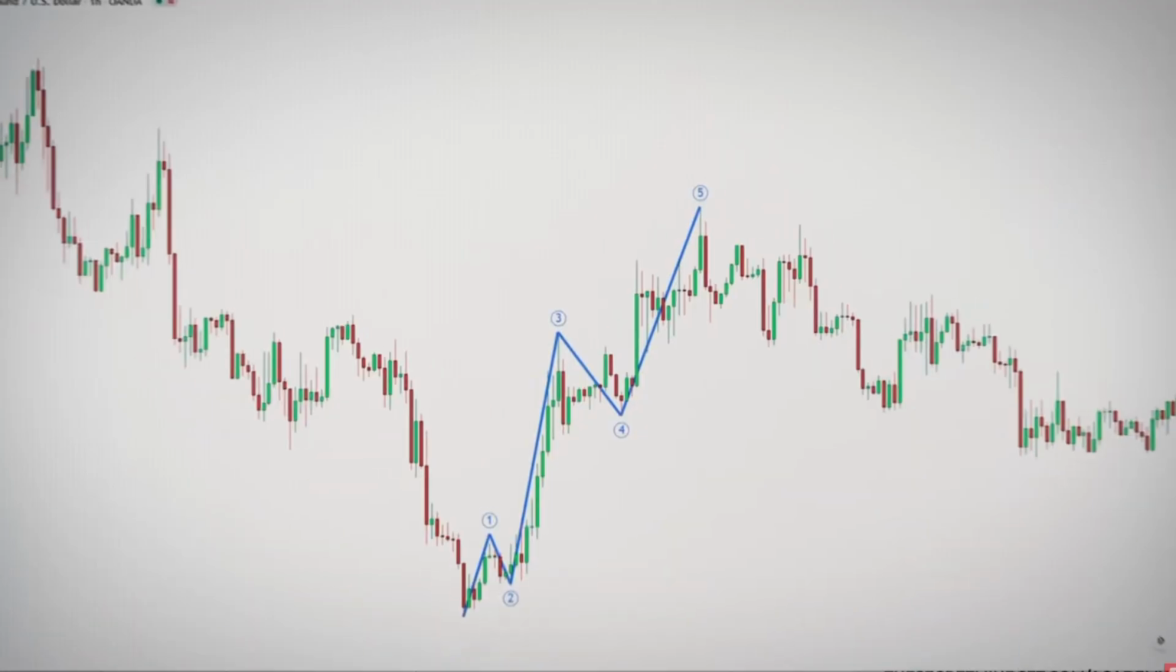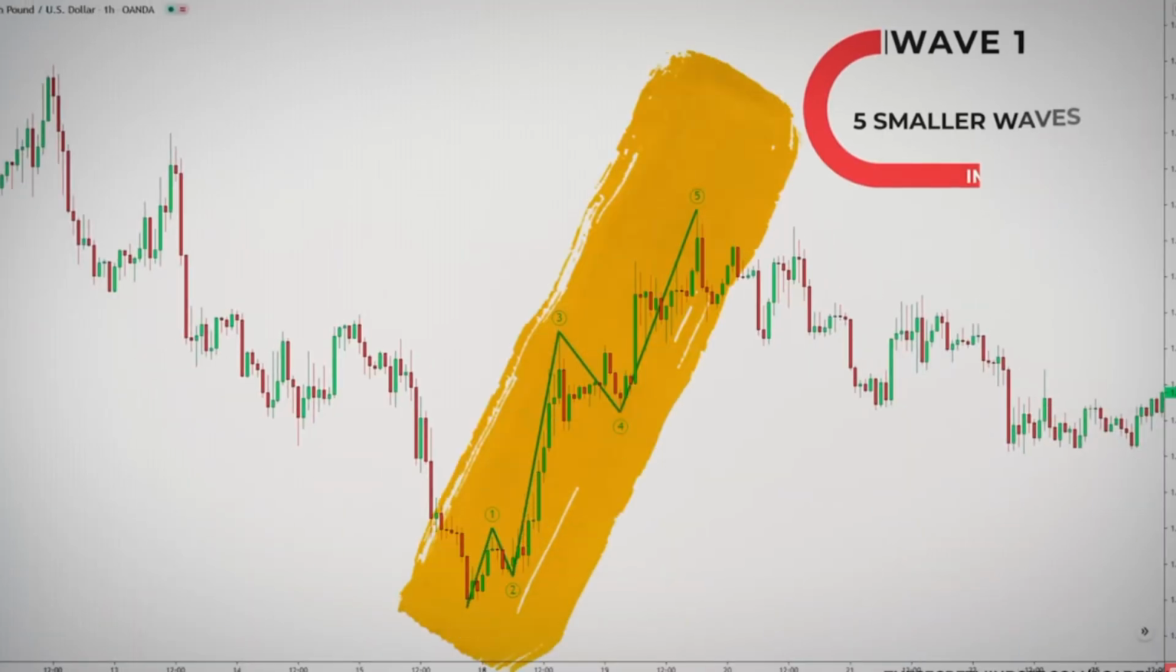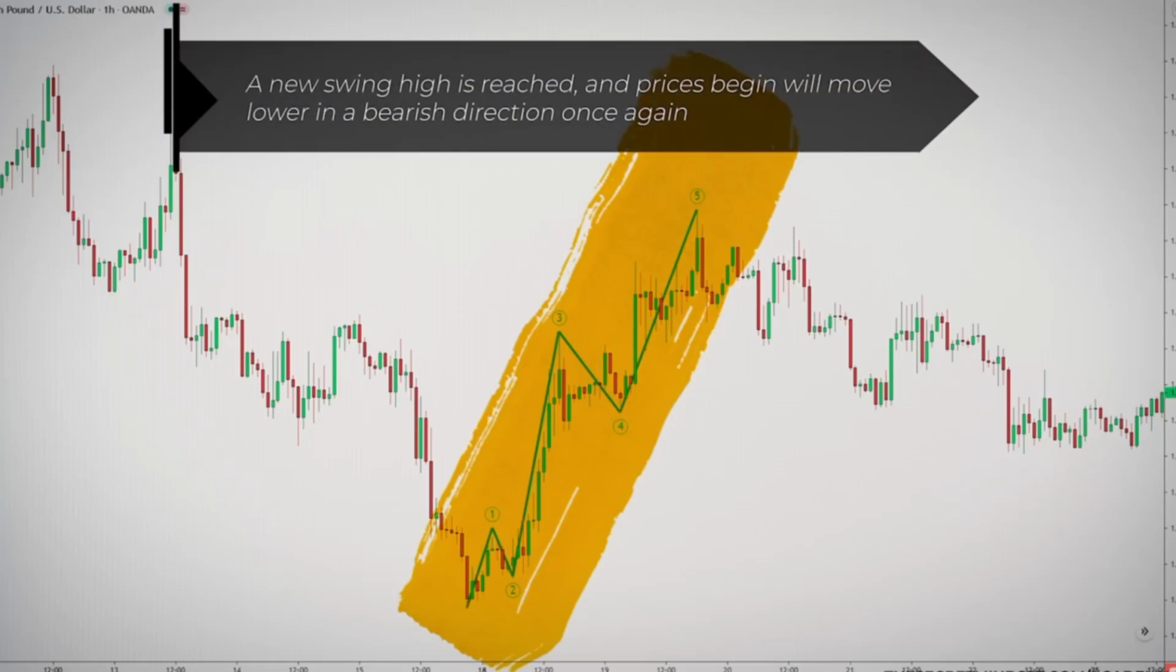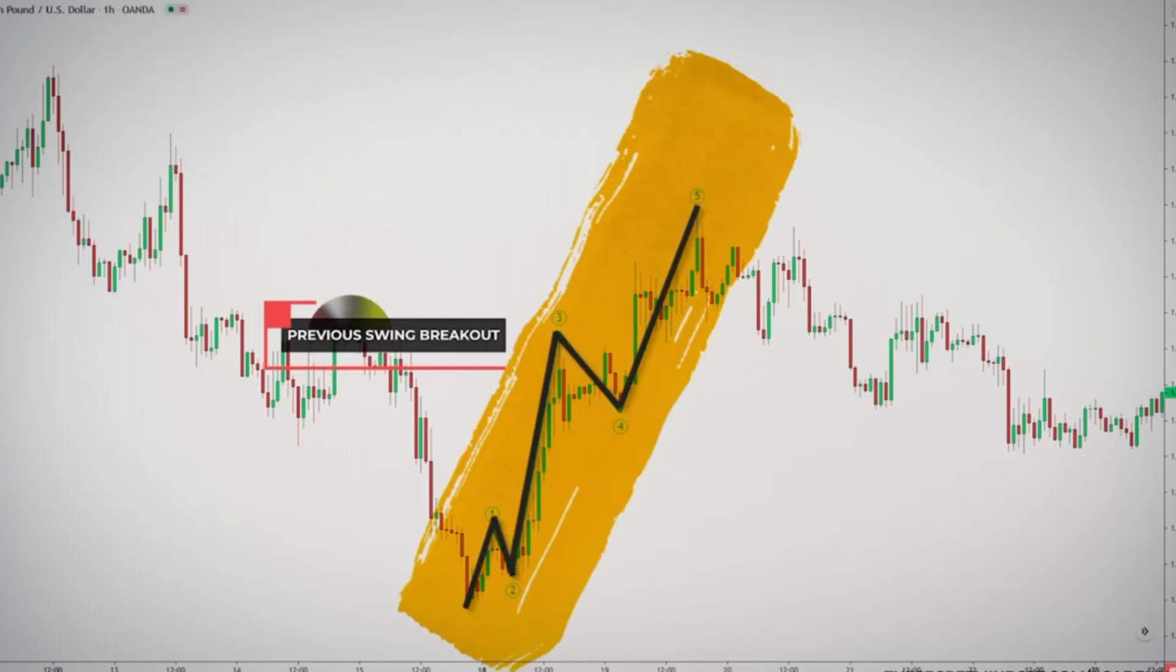Wave 1 is generally the least predictable wave within the entire Elliott wave structure. There is really no way to know how long the wave will last. However, at some point it will become clear that wave 1 has ended, as a significant swing high is reached and prices begin to move lower in a bearish direction once again. Wave 1 generally subdivides into 5 smaller waves and can sometimes appear as a leading diagonal structure.